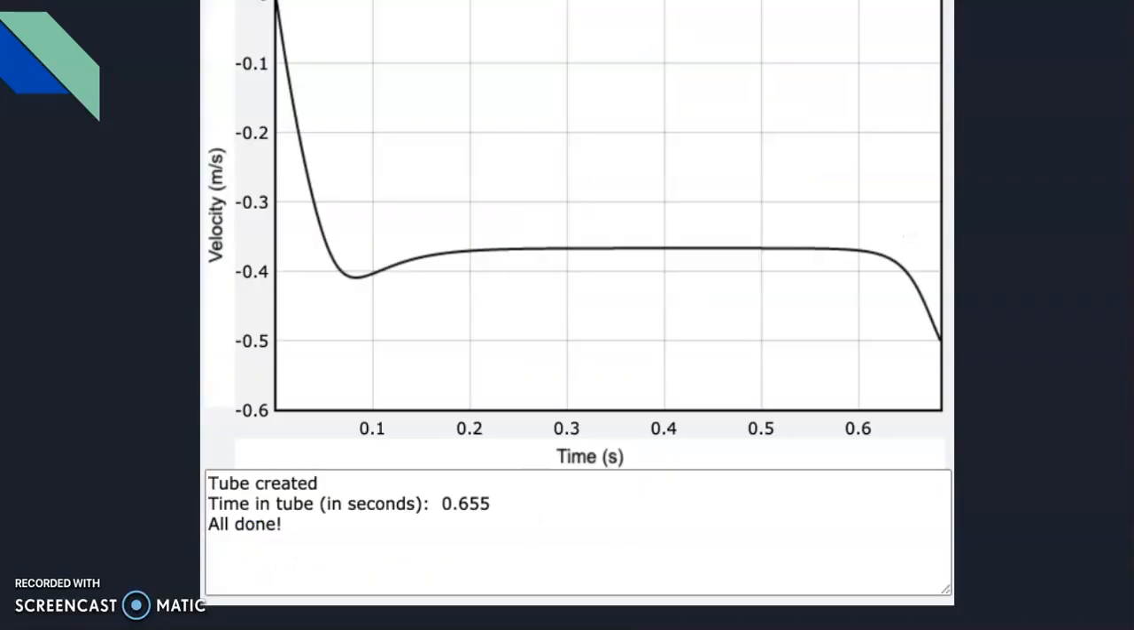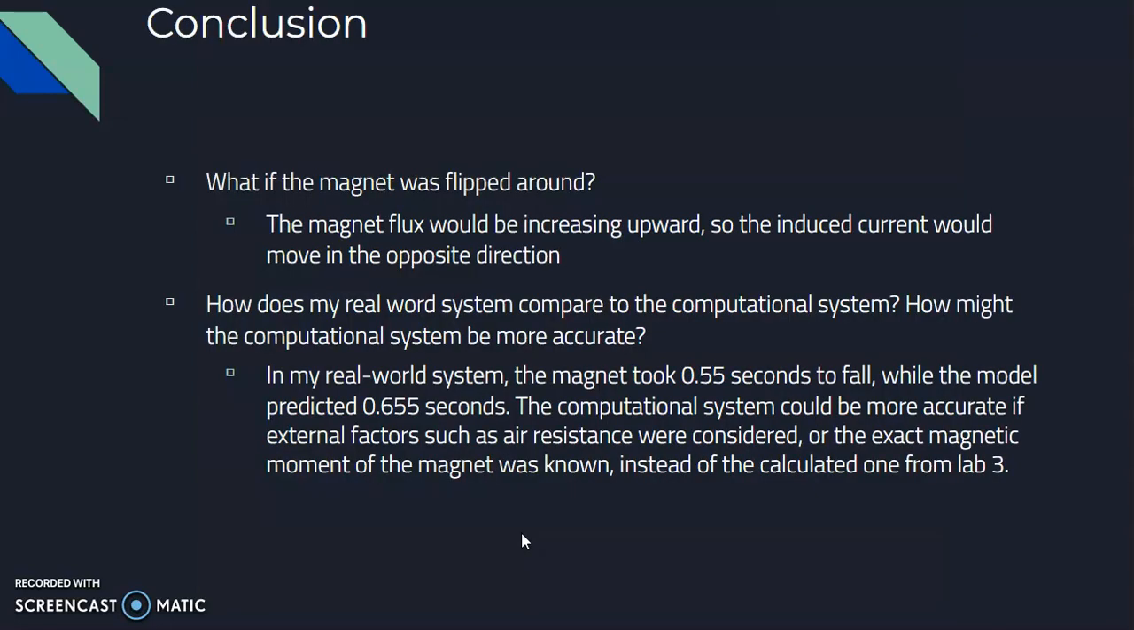But this is the outputted graph. You can't see, it's kind of cut out, but on the top it says velocity versus time. Well, you can see that. As you can see, the time in the tube is 0.65 seconds.